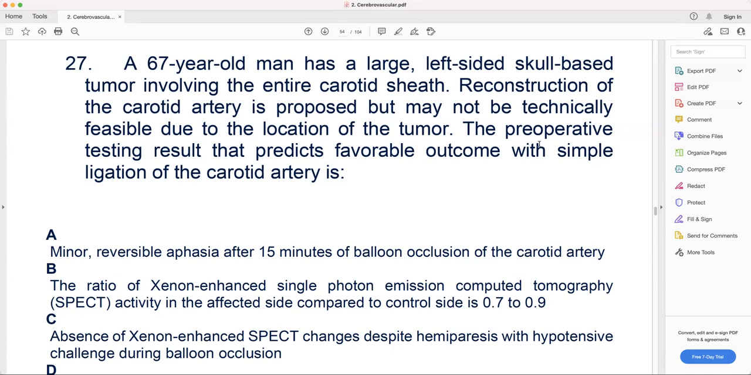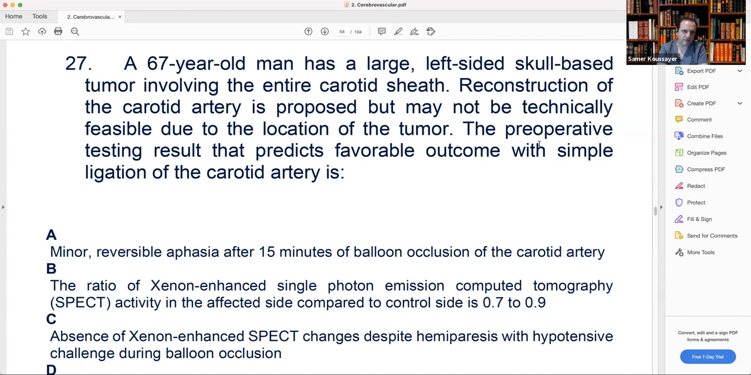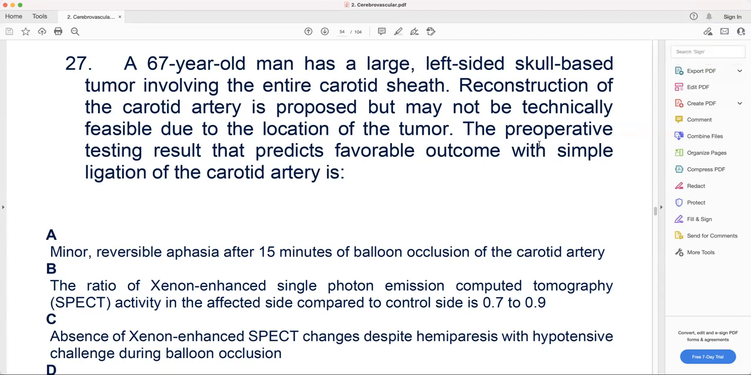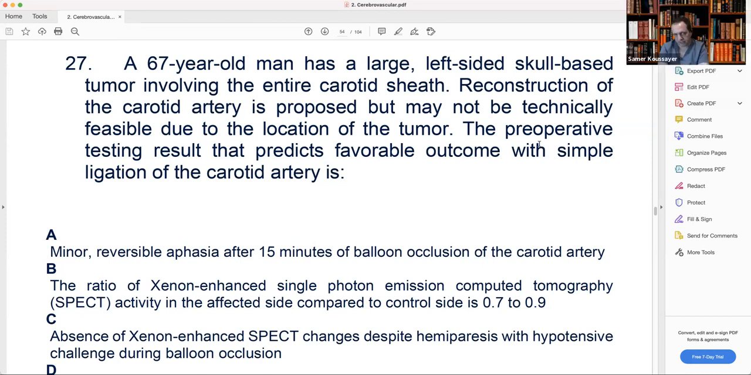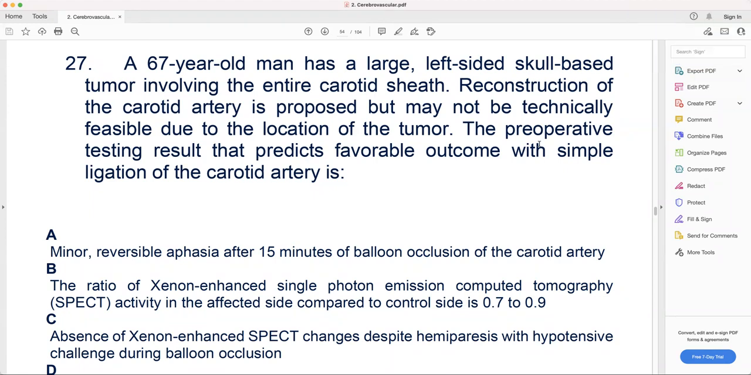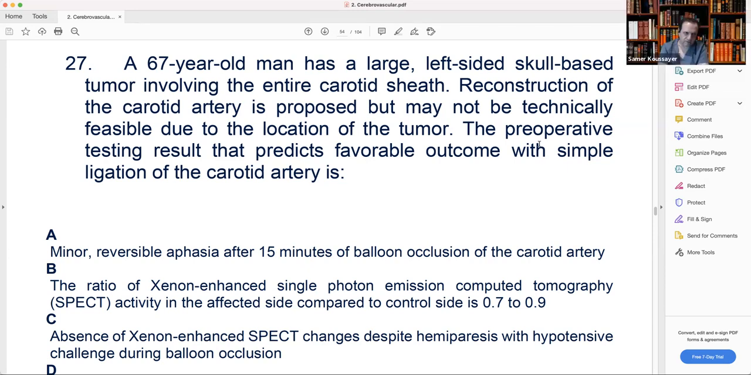So before you go there, they are talking about deciding to ligate the carotid artery. This is the plan, because there's a tumor involving the internal carotid artery and in the surgery, 90% you're going to ligate the internal carotid artery. So before you ligate, what do you need to do? What tests do we usually do? Balloon occlusion test, yes. So this is a whole question about the balloon occlusion test.